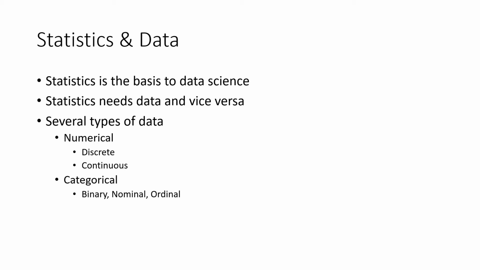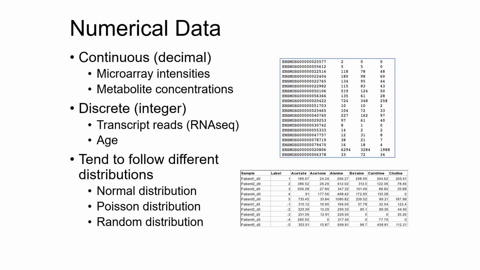What we work with in statistics is either numerical data or categorical data. Numerical data can be either discrete, integer-based, or continuous, which is decimal-based. Categorical data can be either 2-state, binary, nominal or named data, or ordinal data, which is similar to numeric data, but a little different.